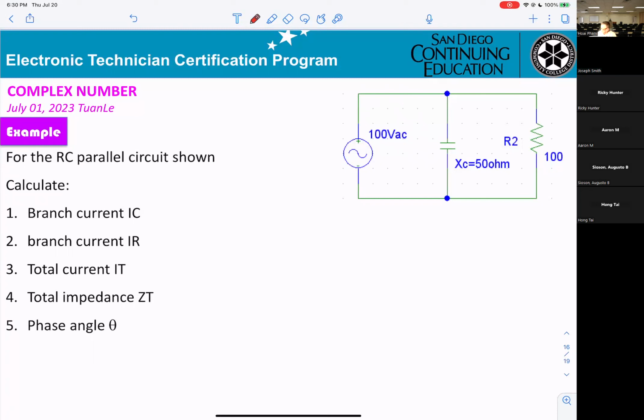Make sure HC 50 ohm changes to minus J50.